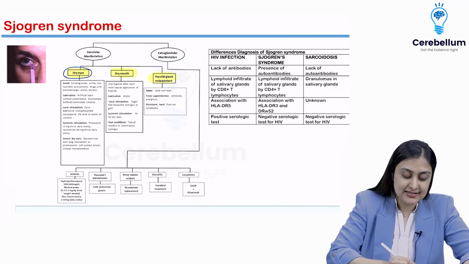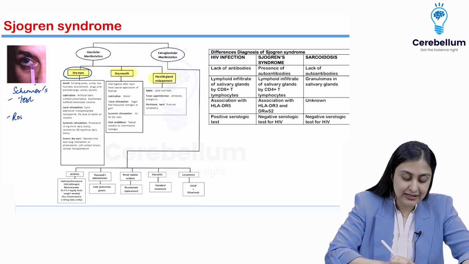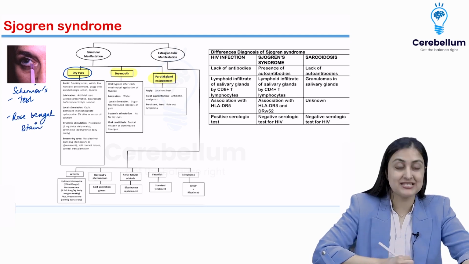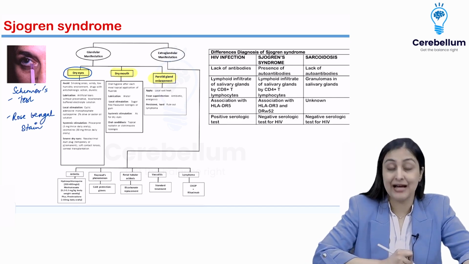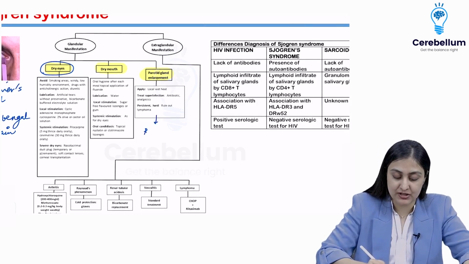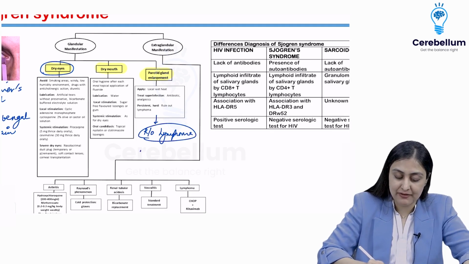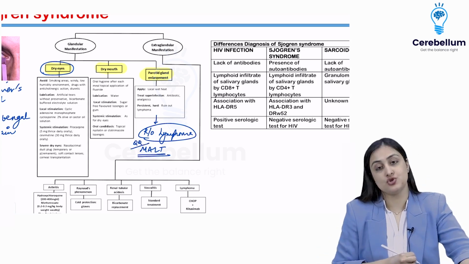So dry eyes, you want to assess with the help of Schirmer's test. They can give you an image-based question. There's a tear film that you're trying to measure, or we can do staining with rose Bengal. So rose Bengal stain or Schirmer's test is what is done here. Along with that, we'll have parotid gland enlargement. This is very important. We want to follow up the patient because you want to rule out lymphoma. There is a high risk of lymphoma, which is MALT, marginal zone lymphoma, in Sjogren's.